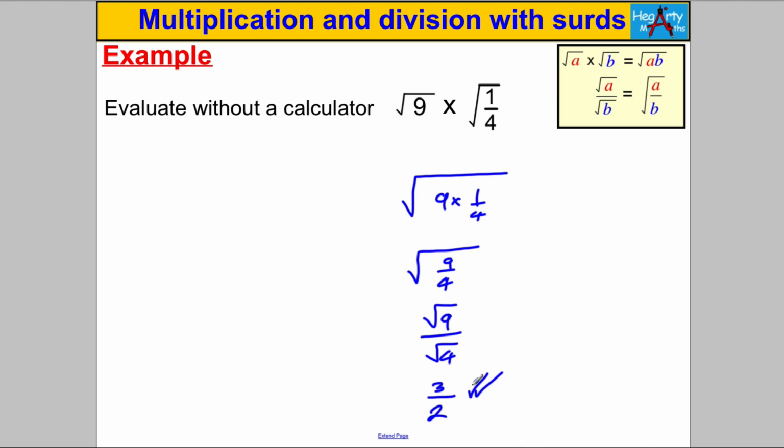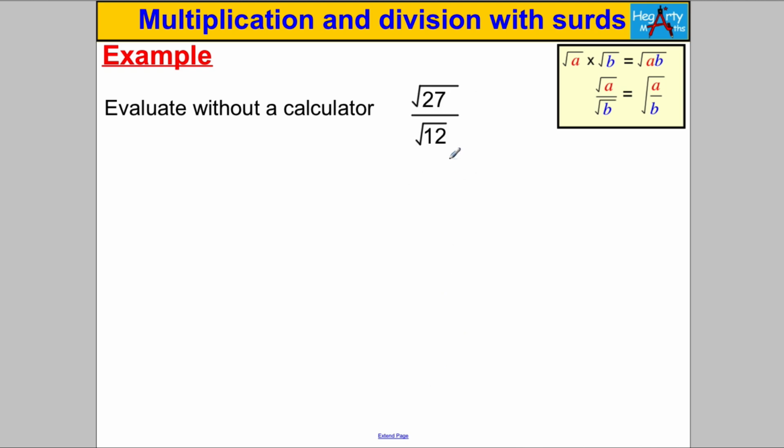One last question for us on this. Evaluate without a calculator the following. So I would say that's the same thing as the square root of 27 over 12. I would then try and simplify that fraction. I could divide top and bottom by 3. So this is going to be the square root of 9 over 4, and therefore that's the square root of 9 over the square root of 4, which I know is going to be 3 over 2 again. And that's it for this video, multiplication and division with surds.